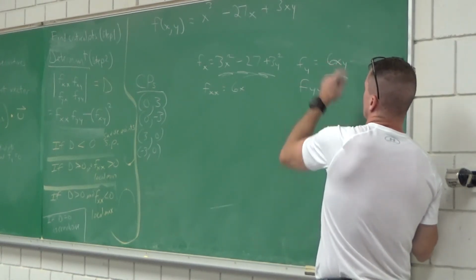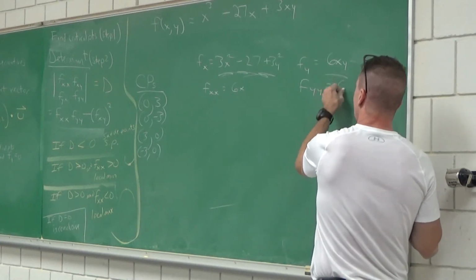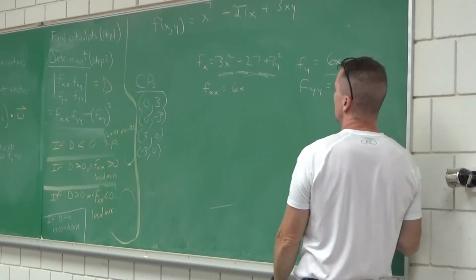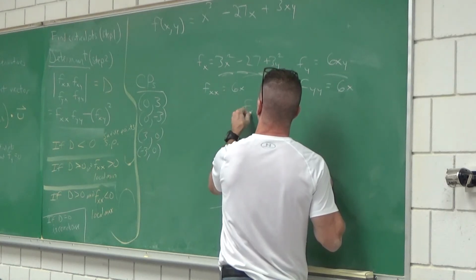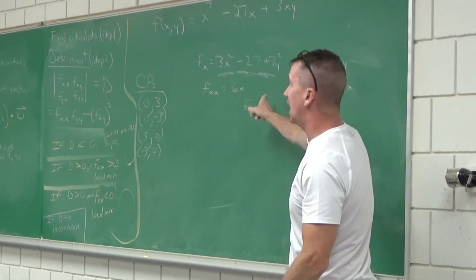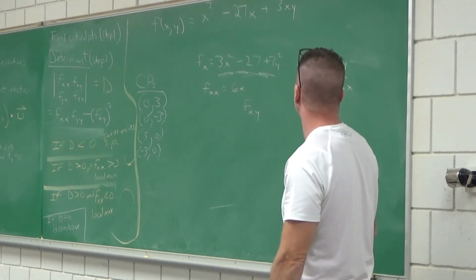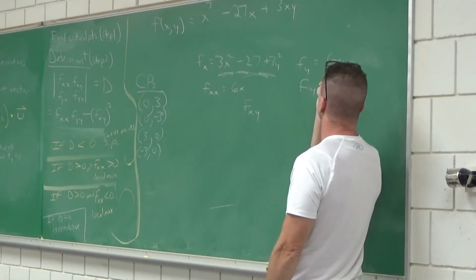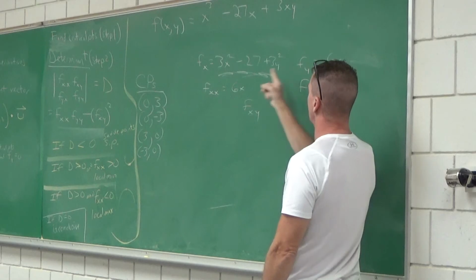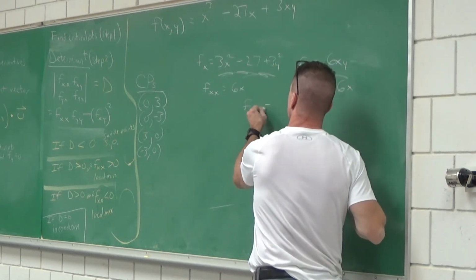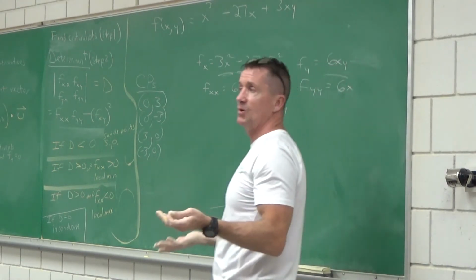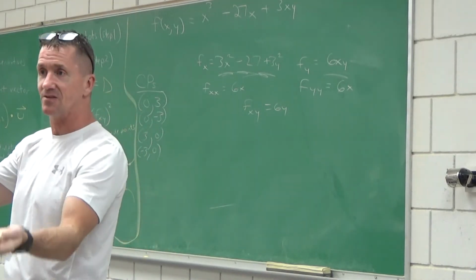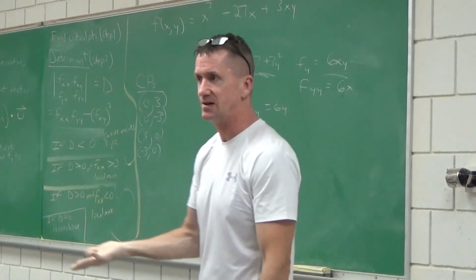What's the derivative of that with respect to y? 6x, nice. And what's fxy? Remember, you can do fxy, or you can do fyx. I'll do fyx. I get 6y. fxy is also what? Do you all agree? fxy is the same as fyx. You can do either one of those to get that. I do them both just to make sure I did it right.